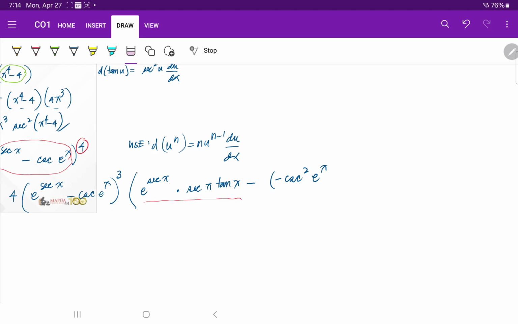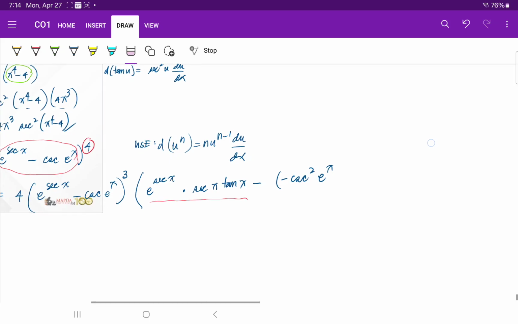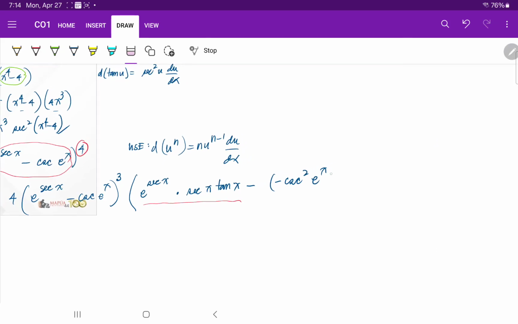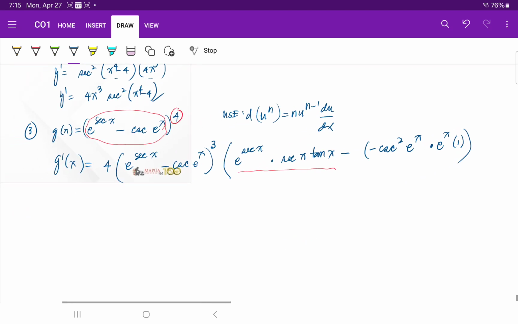So again, times the derivative of, or minus the derivative of cosecant, which is negative cosecant square u, times the derivative of e to the x, which is e to the x times 1. Alright? Cosecant u times the derivative of u, which is e to the x times 1. And then we simplify. So this gives us 4 times e to the secant x minus cosecant e to the x cubed times, do we have a common factor here?